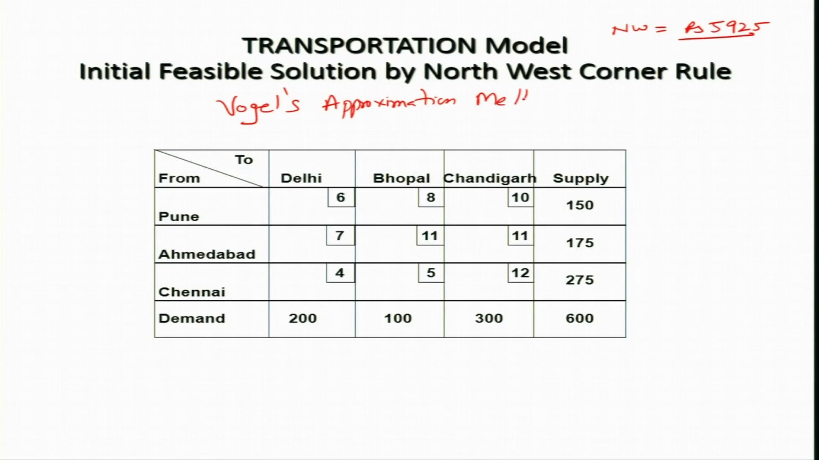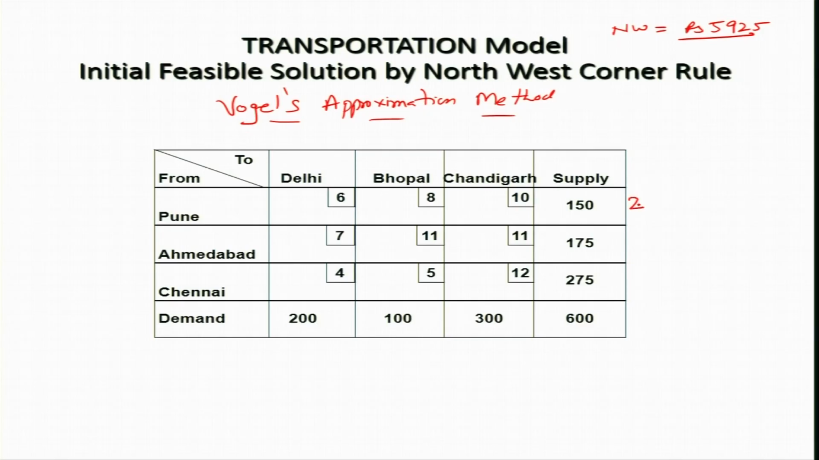The basic premise of this method is to see, if I am not able to use the best cell in a row or in a column, how much penalty I have to pay if I am not transporting the material from the best node available to me. Like from Pune, the best option is to send the material to Delhi, because the cost per unit is minimum for Delhi. The next lowest is to Bhopal. The difference between the minimum and the next minimum is 2.